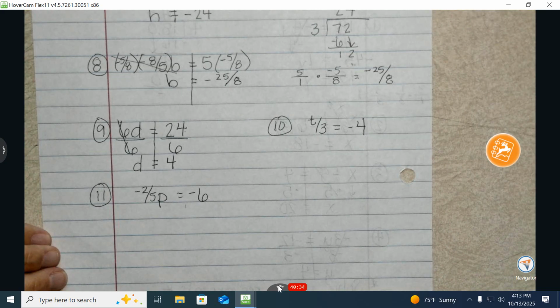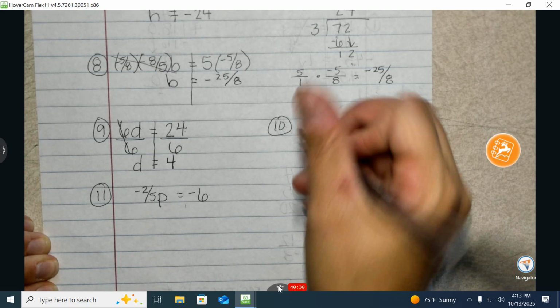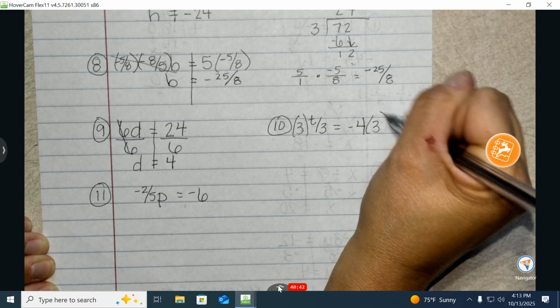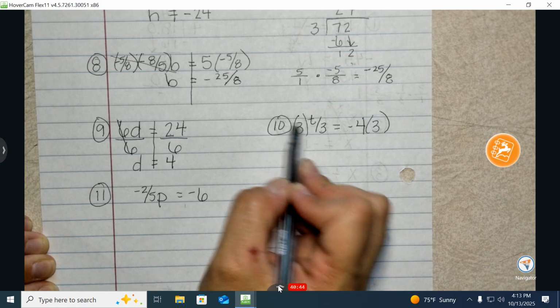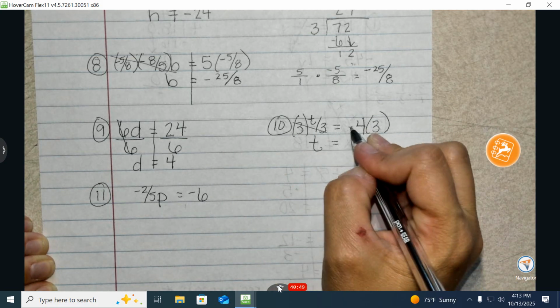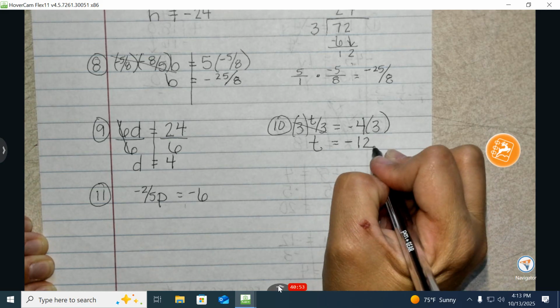Okay, number 10, it's T divided by 3. The inverse of dividing by 3 is to multiply by 3. 3 over 3 is 1. So you're left with T equals negative times a positive is a negative, and 4 times 3 is 12.